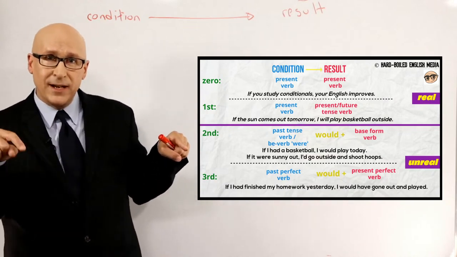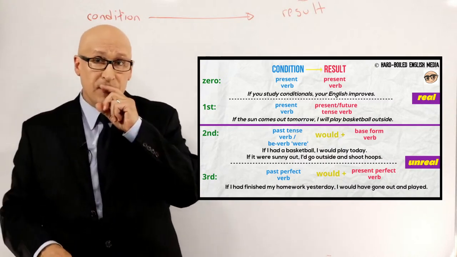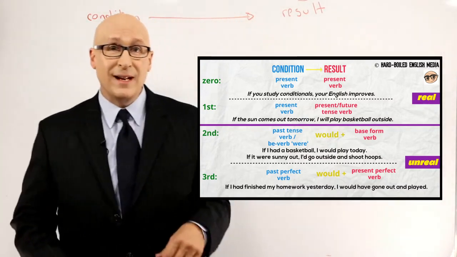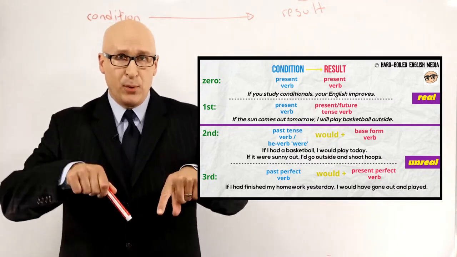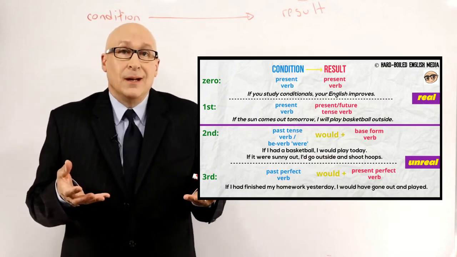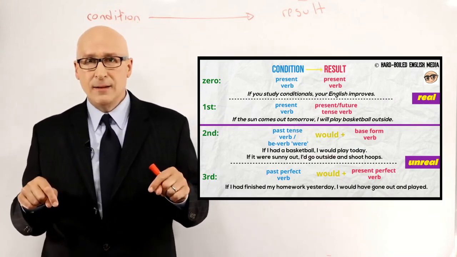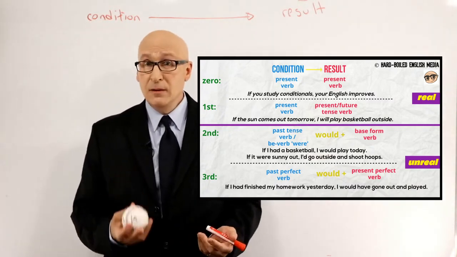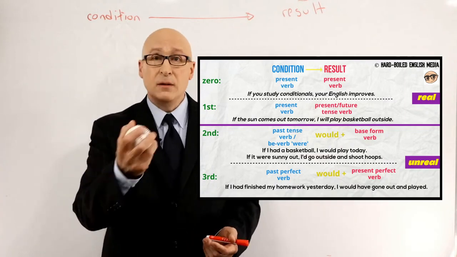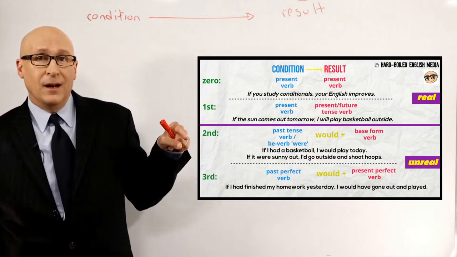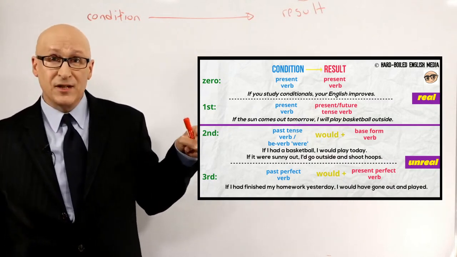Second conditional is talking about today, but differently, it's expressing something that's not real. It's expressing something hypothetical about the present. For example, if I had a basketball, I would play today. I don't have a basketball. I have a baseball, but I do not have a basketball. Therefore, I will not play today. This is not true. This is not real.